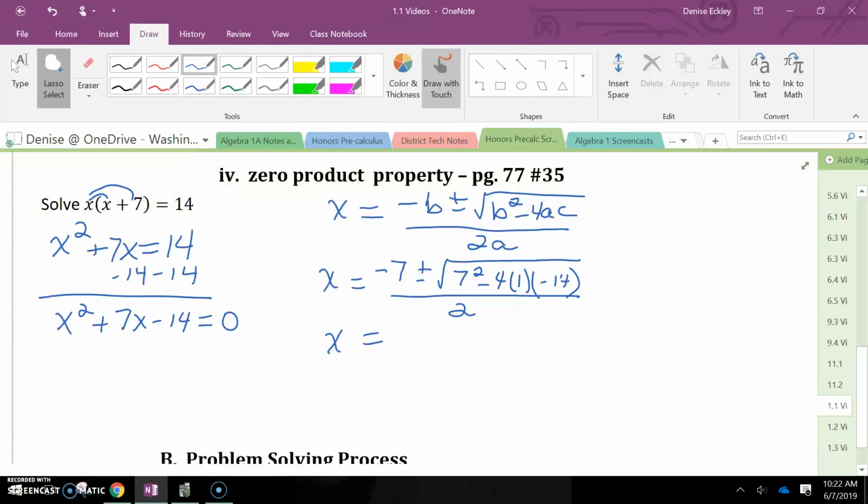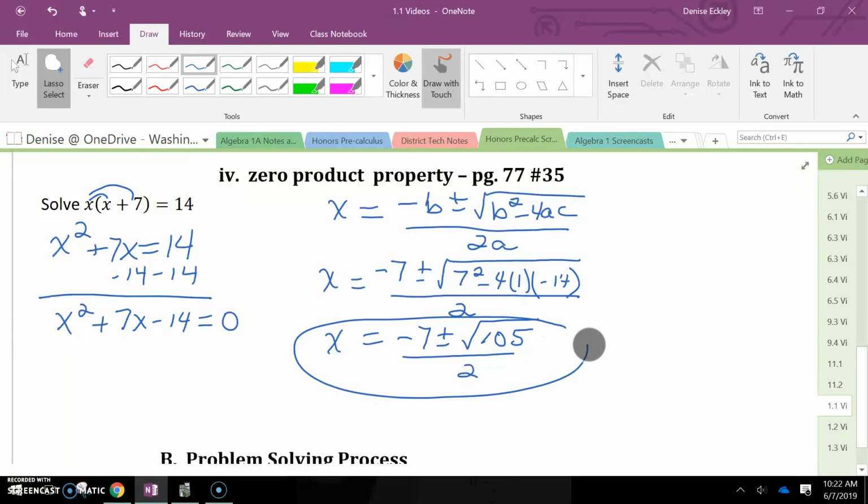So I get x equals negative 7 plus or minus the square root of 105 divided by 2. And trying to simplify 105, I can't do that, so I am just going to leave my answer like that. So that is going to be the answer to number 35.